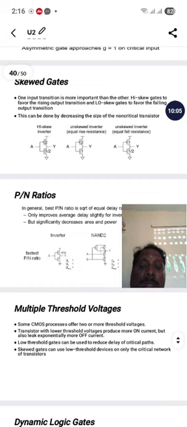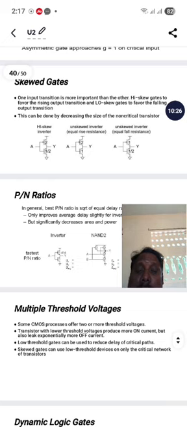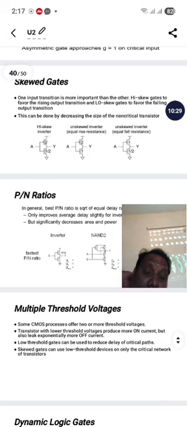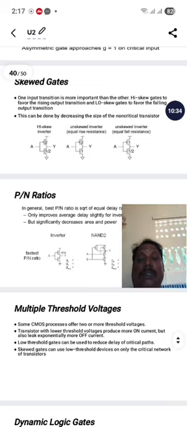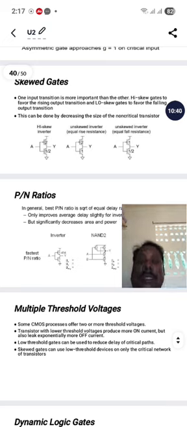Right. Some CMOS processes offer two or more threshold voltages. Transistors with lower threshold voltages produce more on-current, but also leak exponentially more current. Lower threshold gates can be used to reduce delay of critical paths. And finally, skewed gates can use lower threshold devices on only the critical network of transistors. So these are all the things discussed under the static logic gates topic from the second unit.